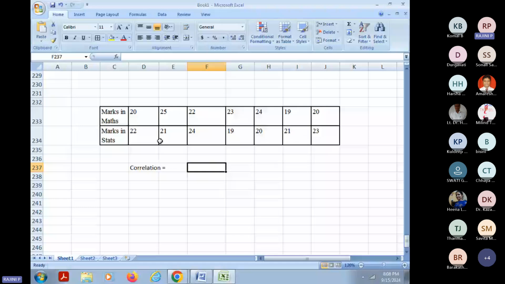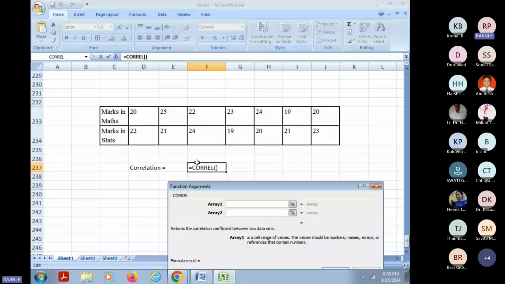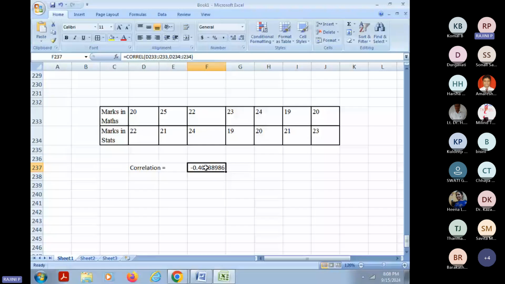Just go to the same thing, function, and then under the category statistical, click on correlation. Okay, just see correlation. It is asking what is array 1? Select the first row, and for array 2, select only the values. Then okay, it will be showing you minus 40.9. Minus 40.9 means minus 41% relation. Okay, there is a negative relation. So it is less than 0.5. That means there is a low degree negative correlation between marks in math and marks in stat.